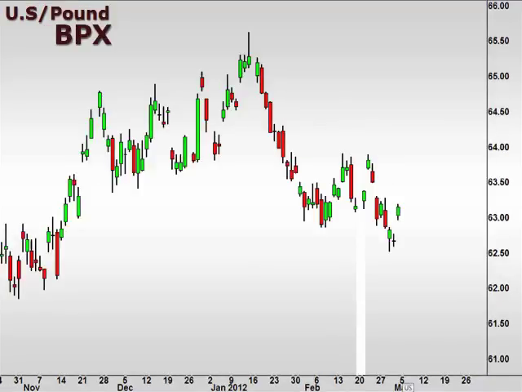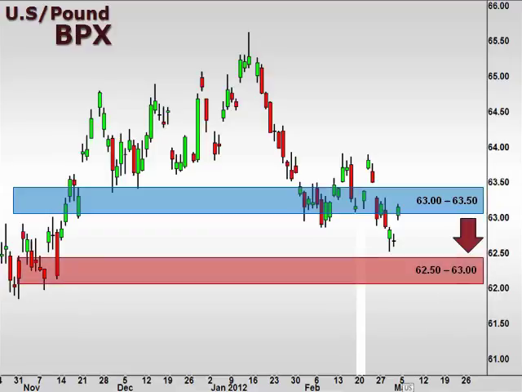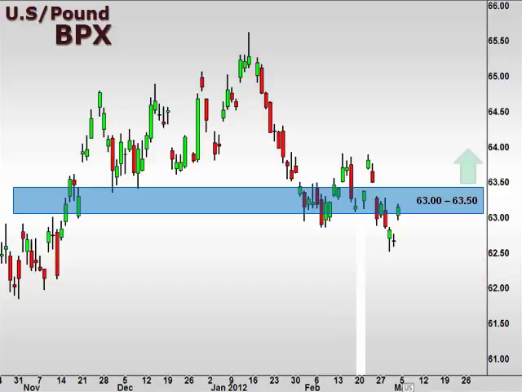Next up, the BPX, the US dollar versus the British pound. Well, the BPX reversed off of the lows on Friday to close within the 63, 63.5 focal zone. Rejection here opens the window for a continuation lower, back down to test support deeper into the 62.5, 63 level. A break above 63.5 should signal a move higher.